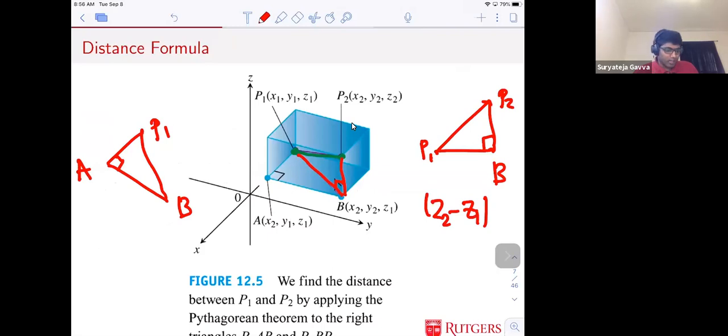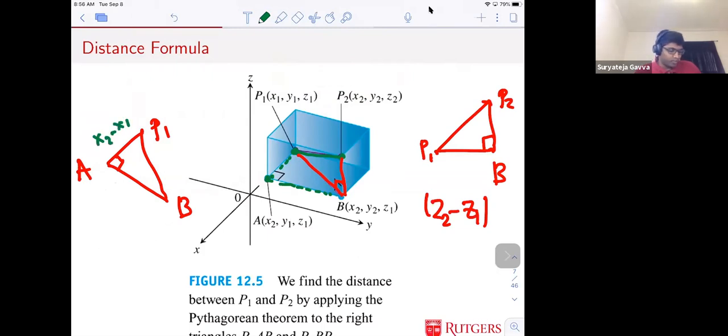Okay, so as I said, you'll see one more triangle here, right? That triangle helps us compute P2B, this other length. So can you tell me what P1A is? Yeah, P1A is x2 minus x1.